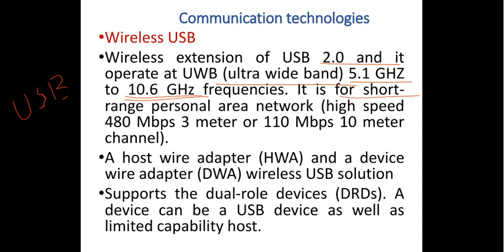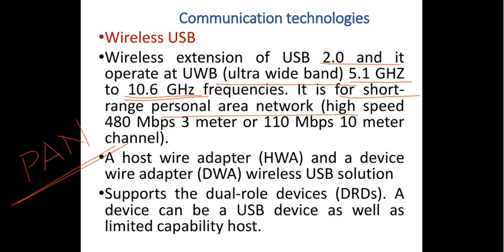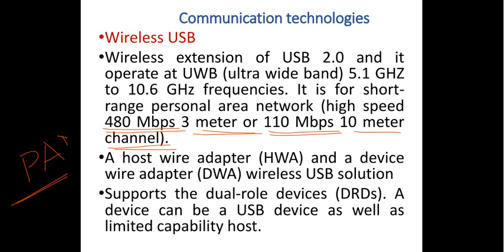Short range PAN, it is one of the short range personal area networks, right? We started from the personal area network, where you have a small network of your own, having some computers or some tablets, the connectivity and all. So for the short range personal area network, the wireless USB is one of the preferred communication technologies. High speed, 480 mbps up to 3 meters, or 110 mbps up to 10 meters channel, right? This gives the specification of the wireless USB.